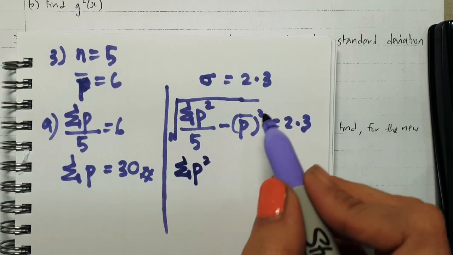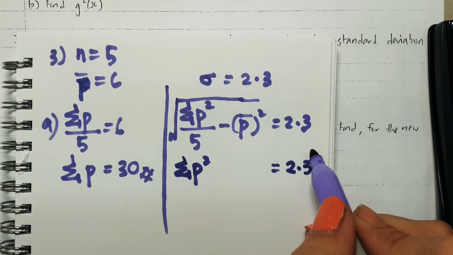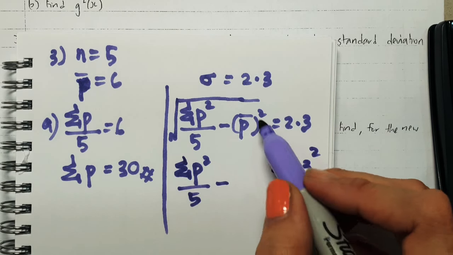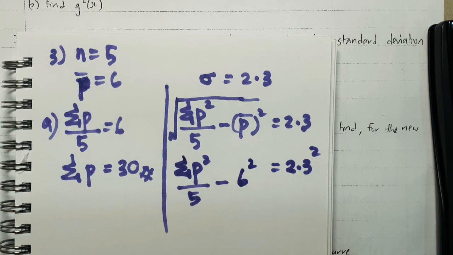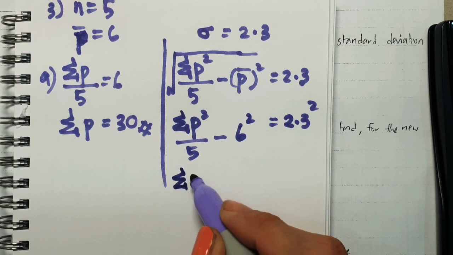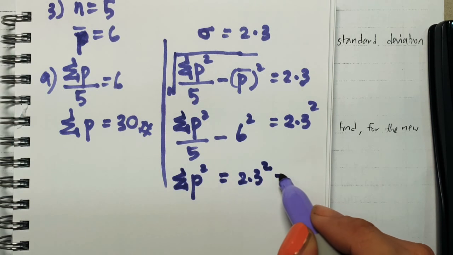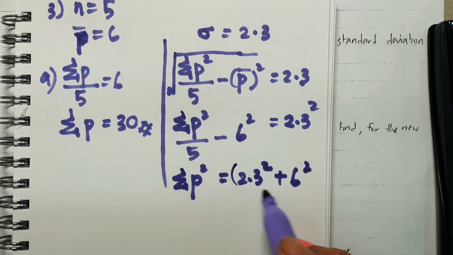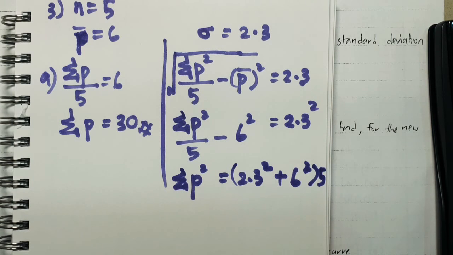We want to find the P squared. So let's put the square root over first. Then we will have 2.3 squared on this side, divided by 5 minus, what is our mean? The mean is 6, so minus 6 squared. What's next? Rearrange the whole data. The total of P squared will equal 2.3 squared plus 6 squared, and then over here it is over 5. Don't forget to multiply by 5 after we find the sum of this.